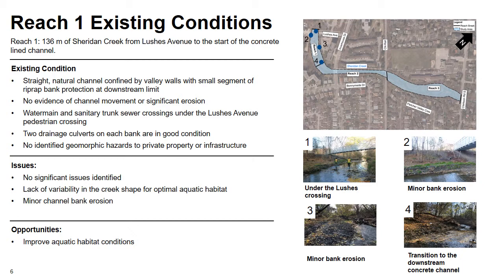Reach 1 is 136 meters long and starts at Lushes Avenue and continues southward to the start of the concrete lined channel. No significant issues were identified and only minor channel bank erosion was noted in Reach 1. There is the opportunity to improve aquatic habitat conditions in Reach 1.